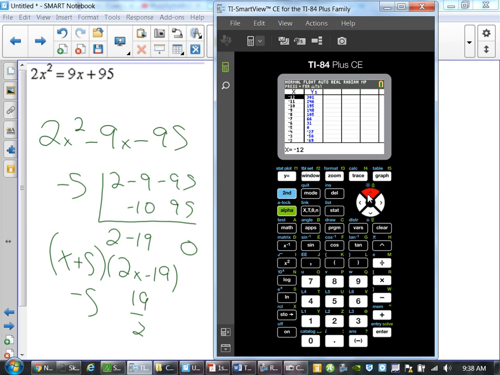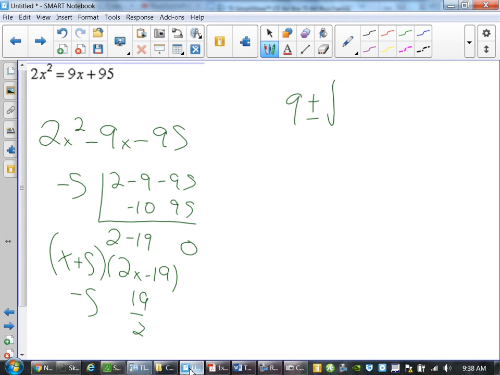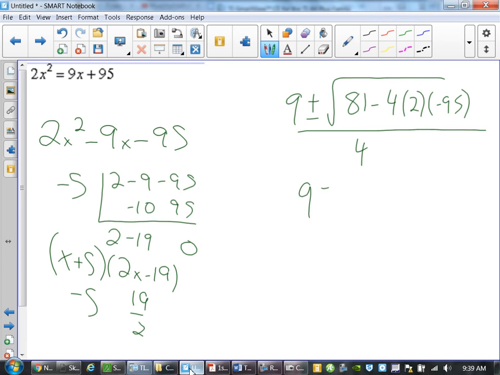Caitlin, I'll go right down the line here. What do you got? Like I showed you, the answer was -5. But then if you go through the long form with quadratic, we get opposite of b, 9 plus or minus the square root. b squared is 81 minus 4 times a times c all over 2a. Did I write down the wrong sign someplace?